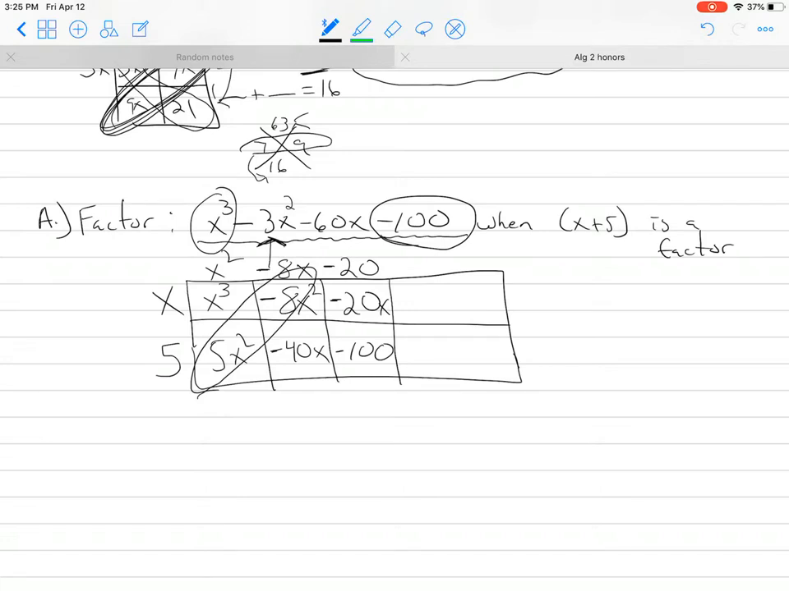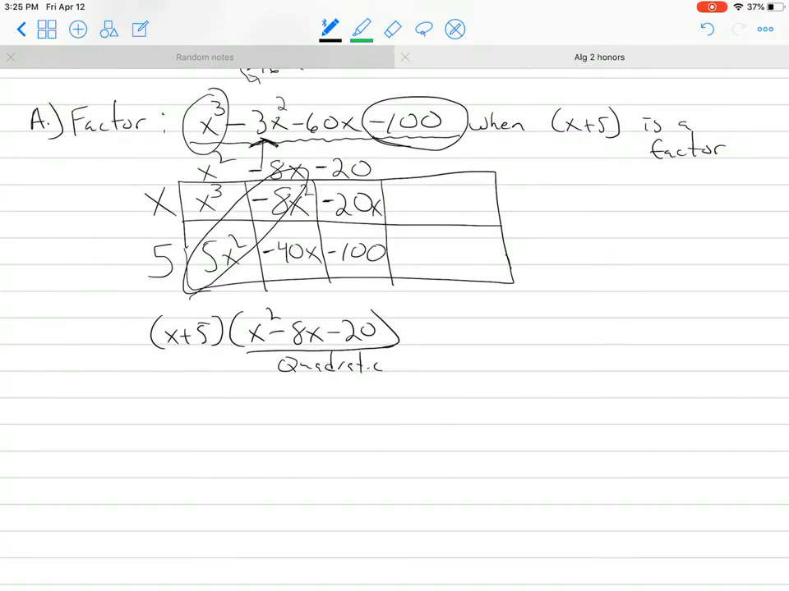So now, so far, I know my factors are x plus 5 times x squared minus 8x minus 20. But I still have a quadratic. This is a quadratic right here. And that can still be factored. So I have to take that and do another area model. So this one's easier. So I'm basically factoring x squared minus 8x minus 20.